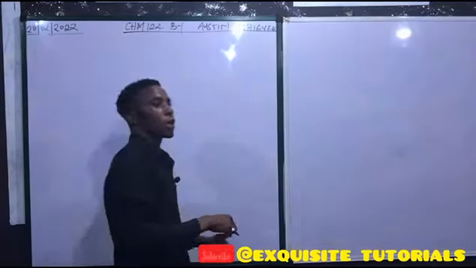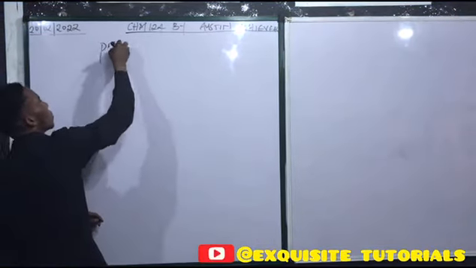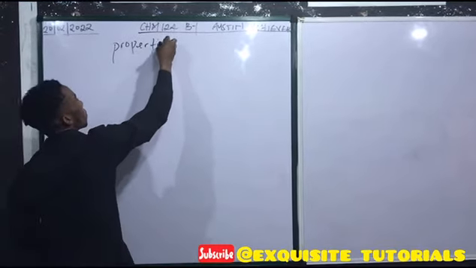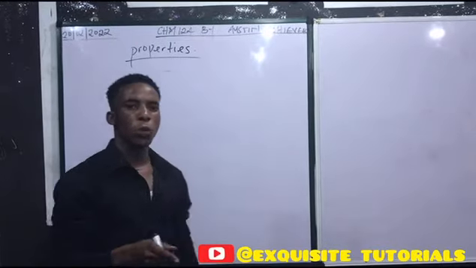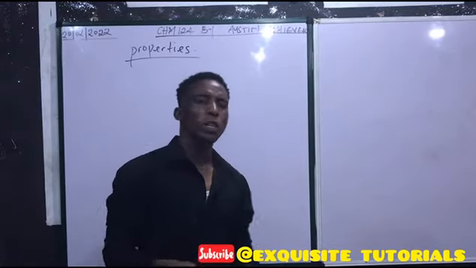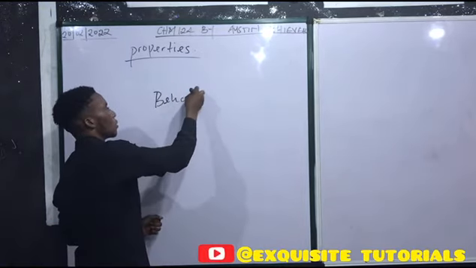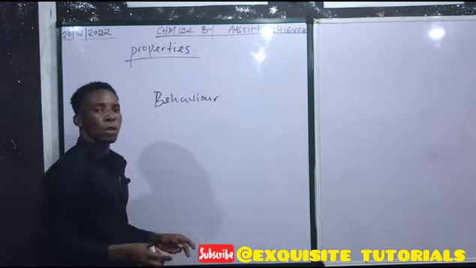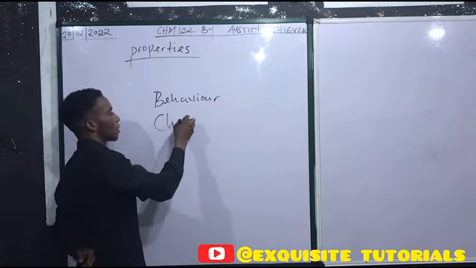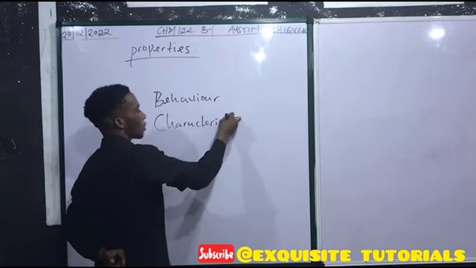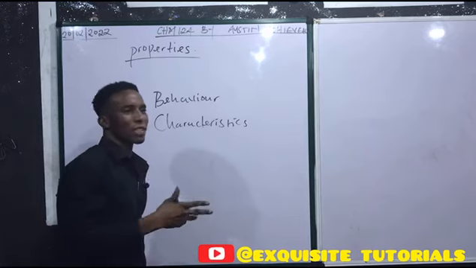Welcome back. Now we'll be talking about the properties. Whenever we talk about properties, whether organic or inorganic chemistry, we are talking about the behavior. In other words, we can also say what? They are characteristics. They are characteristics of what? Of that compound.